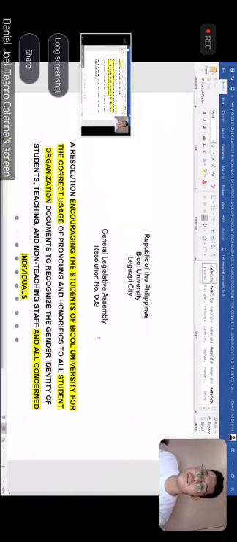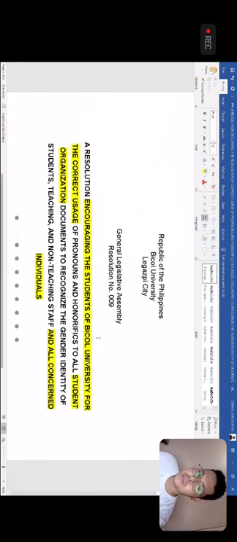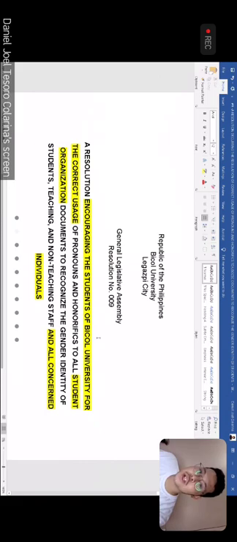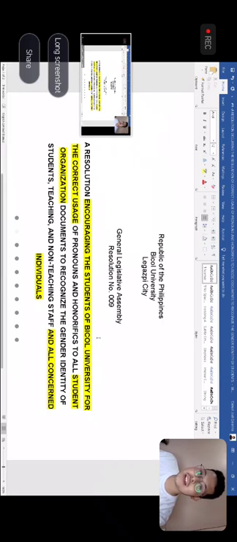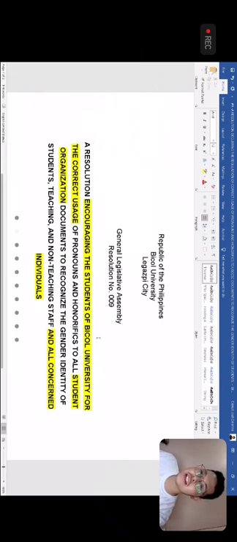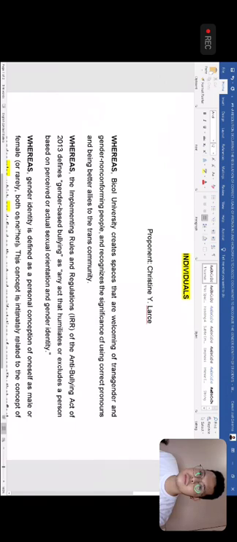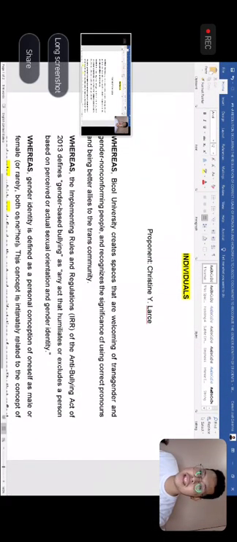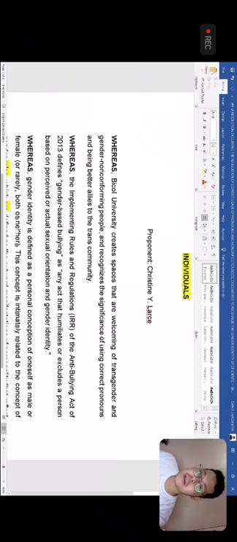Can you please scroll back to the title? To save time, I'm going to read. Resolution number 009, a resolution encouraging the students of Bicol University for the correct usage of pronouns and honorifics to all student organization documents to recognize the gender identity of students, teaching and non-teaching staff, and all concerned individuals. Clause number one, no amendment. Clause number two, no amendment.